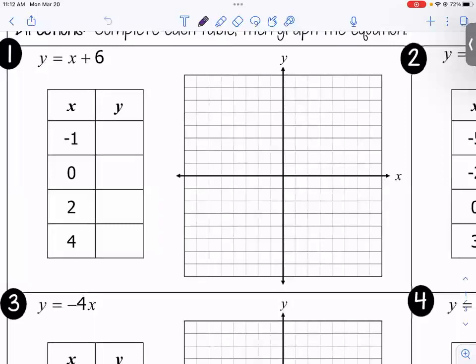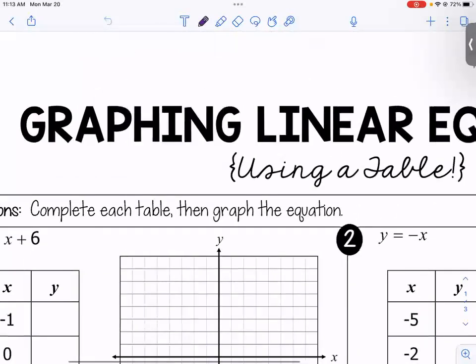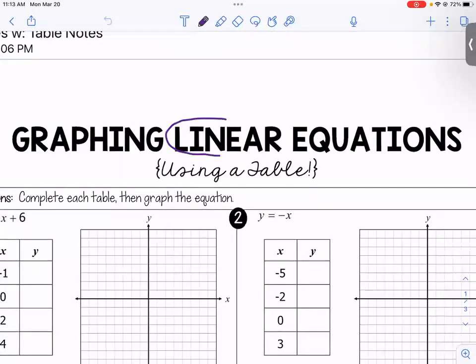All of the problems today, I am going to give you an equation and a table where the x's are already filled in. I am giving you the equation of a linear graph. I'm going to give you the equation of a line. So up here where it says linear equations, that just means a line. Graph of a line. That's what we're doing. Can you write that at the top? Graph of a line. That's what we're graphing.